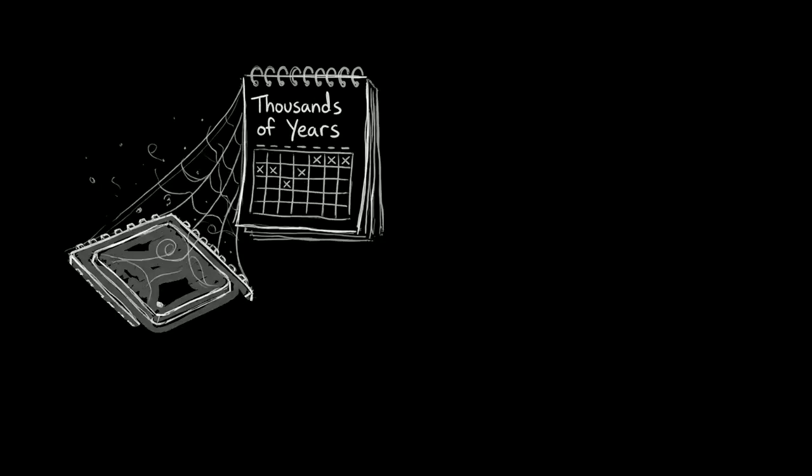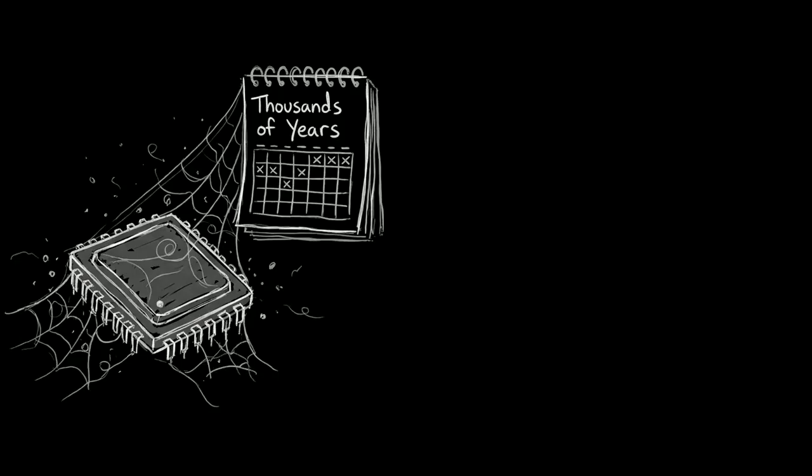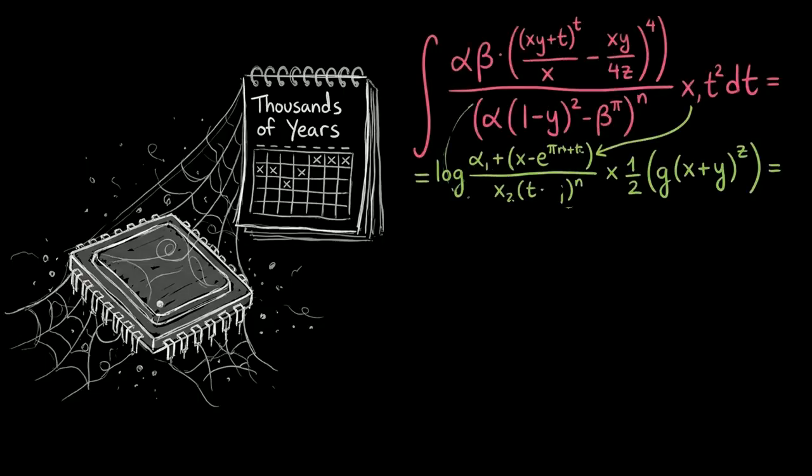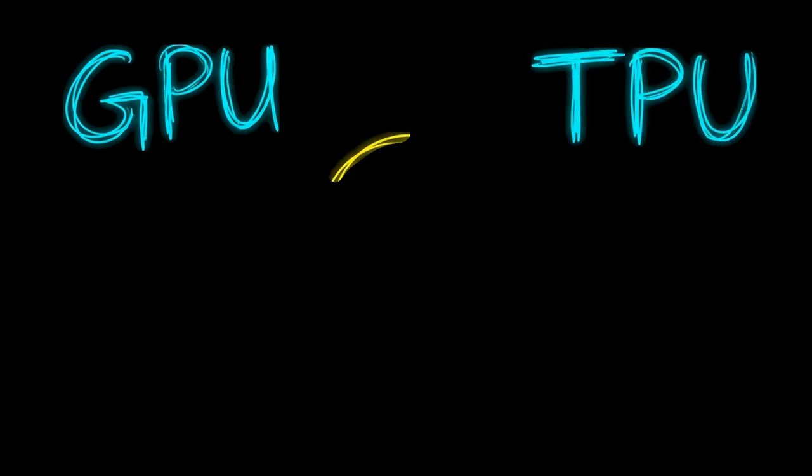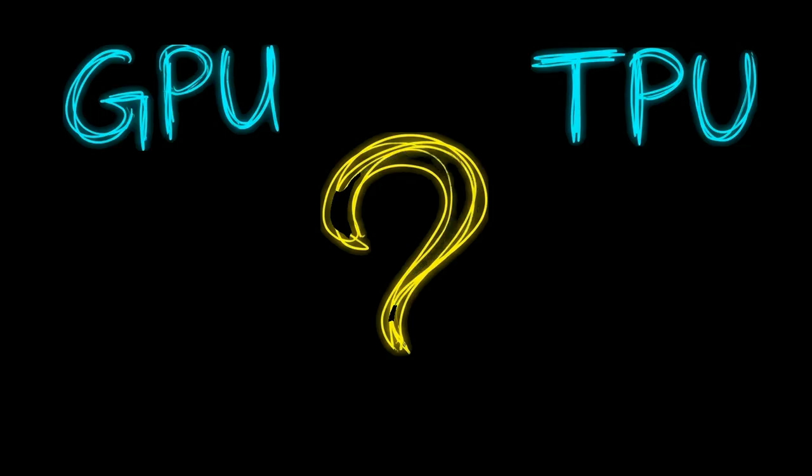If you try to train a modern AI model using a standard computer processor, it would literally take thousands of years. The math behind AI is simply too massive for normal computers to handle efficiently. That is why the tech industry depends on two specialized hardware accelerators, GPUs and TPUs. But what is the actual difference between them? Here is the simple explanation in exactly 4 minutes.